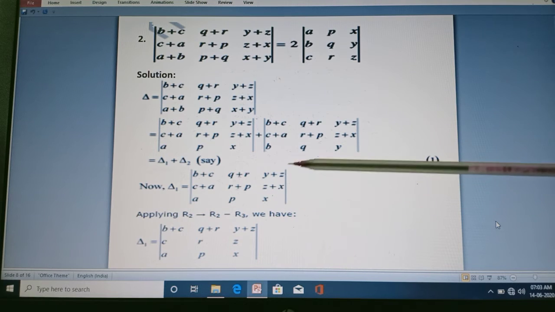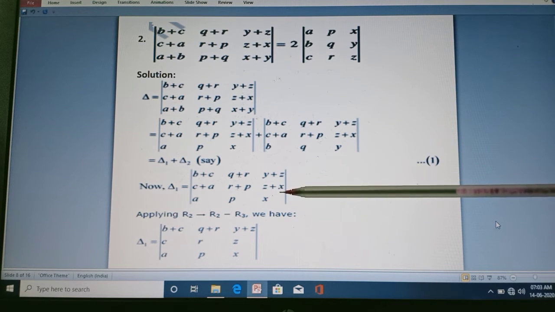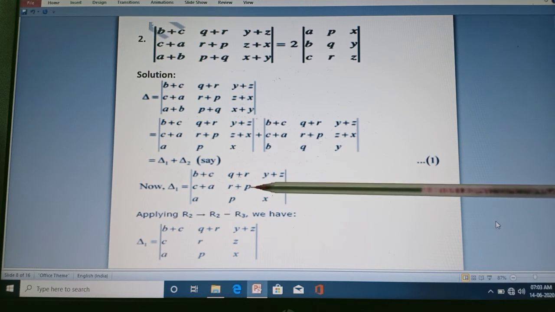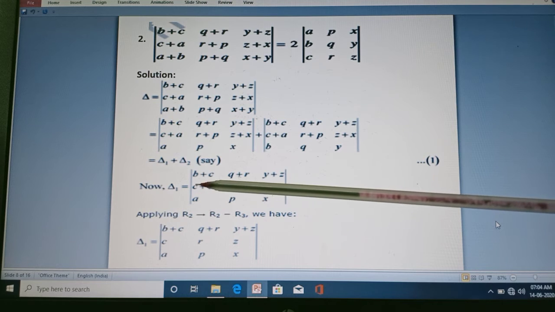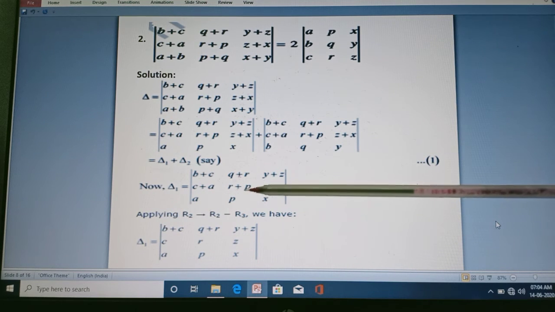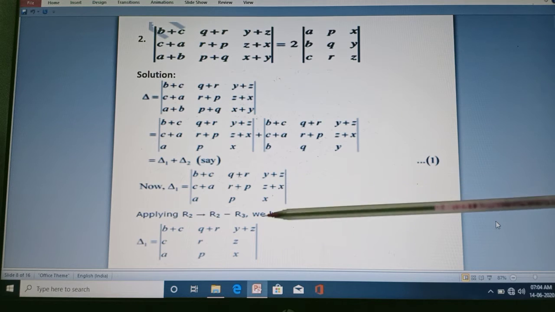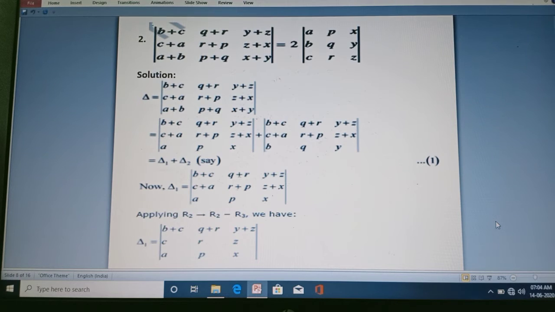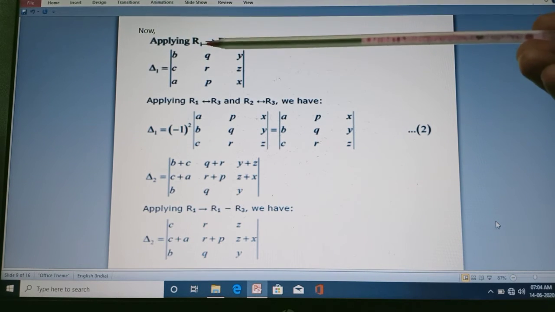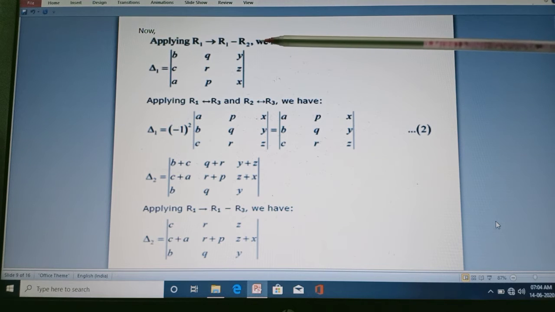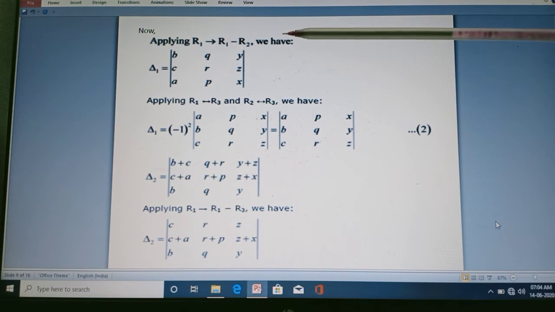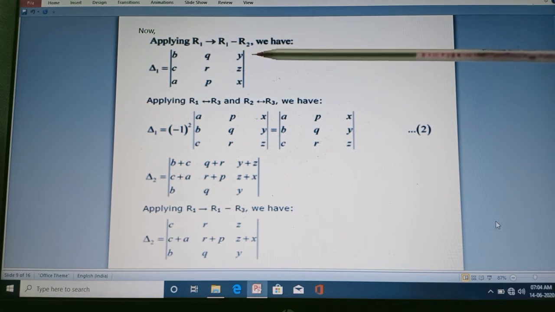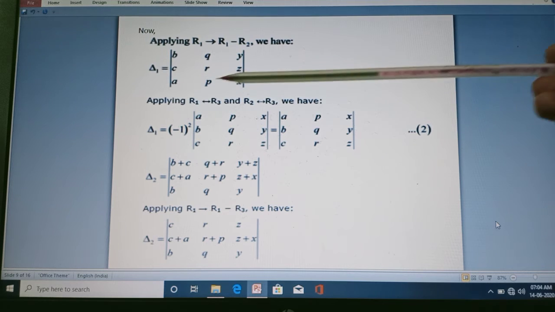So R2 minus R3. When you subtract R3 from R2, R3 is constant, R2 is going to change. So a cancelled in R2, first element c, p cancelled, first element r, x cancelled, first element z. In R3 a, p, x. So after that, again applying one more operation, R1 is going to change R1 minus R2. So after doing these operations, we are going to find the determinant as, in first row it is b, q, y, c, r, z, and the third row a, p, x.